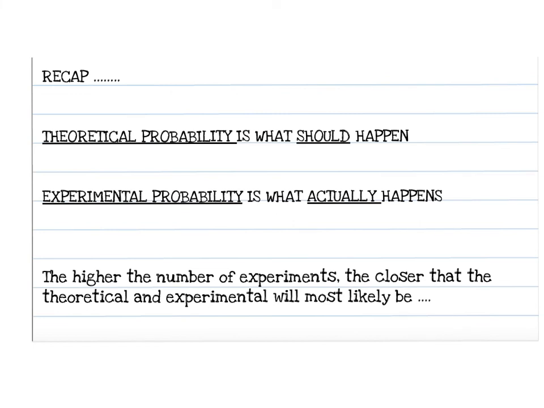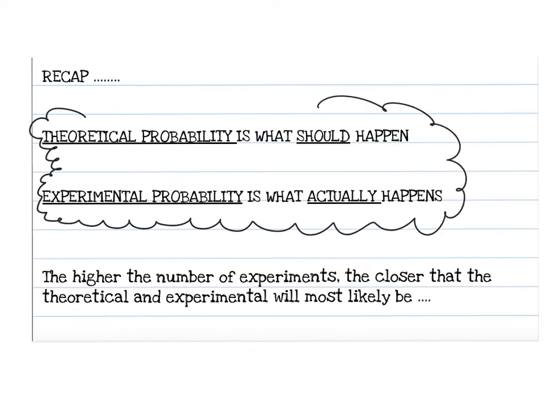To recap, this is something you surely want highlighted in your notes packet. Theoretical probability is what should happen. Experimental probability is what actually happens. So theoretically, if I flip a coin 100 times, I should get heads 50 times and tails 50 times. Experimentally, if I flip it 100 times, I might get heads 60 times and tails 40 times. Then my experimental probability is different than my theoretical probability.